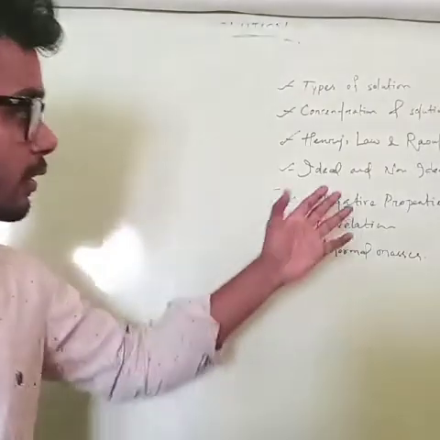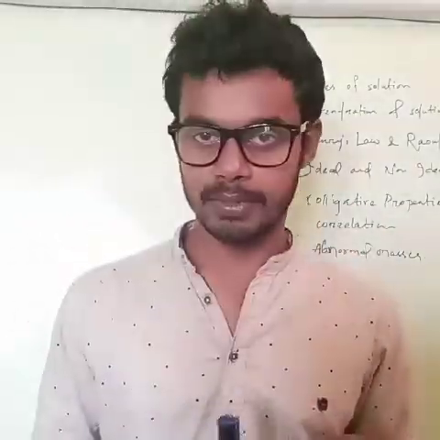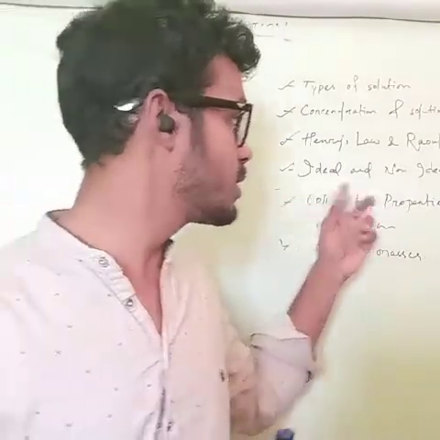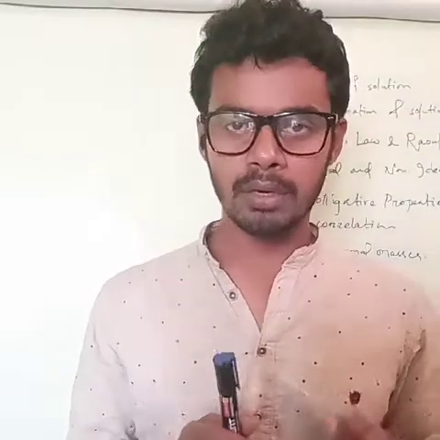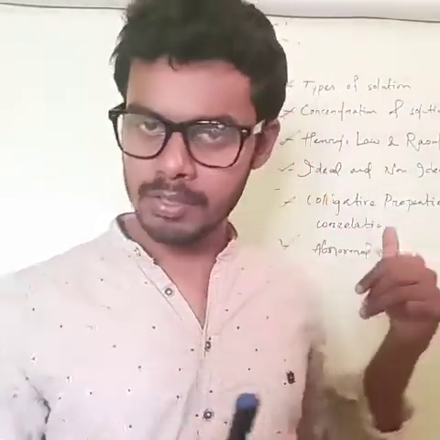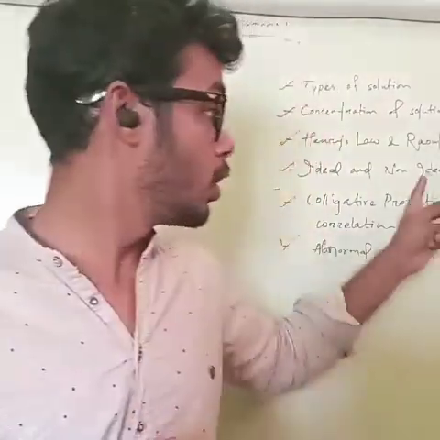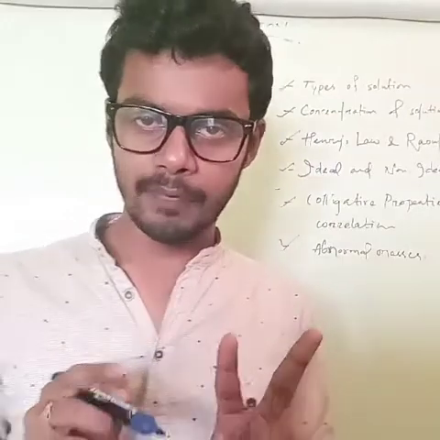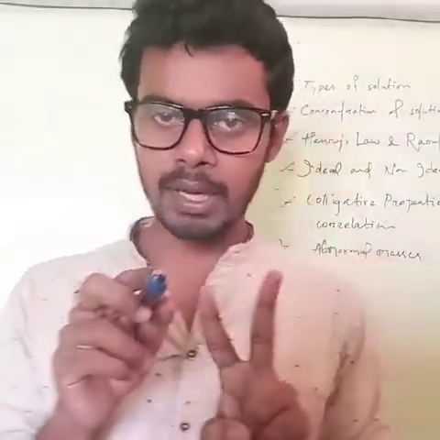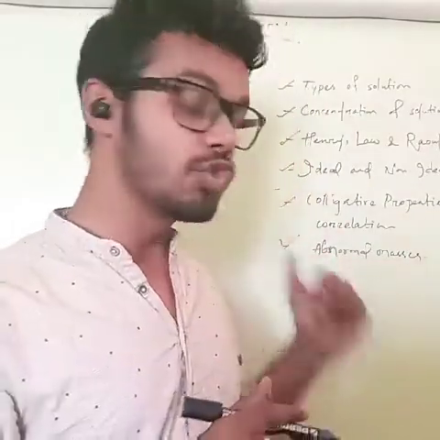Before entering this property, I would like to say something about azeotropes. Recap of the last video, that is ideal and non-ideal solutions. The solution which obeys Raoult's law is known as an ideal solution, and the solution which doesn't obey Raoult's law is known as a non-ideal solution. And again, a non-ideal solution shows two types of deviation, positive deviation and negative deviation. Is that clear? Next, azeotropes.